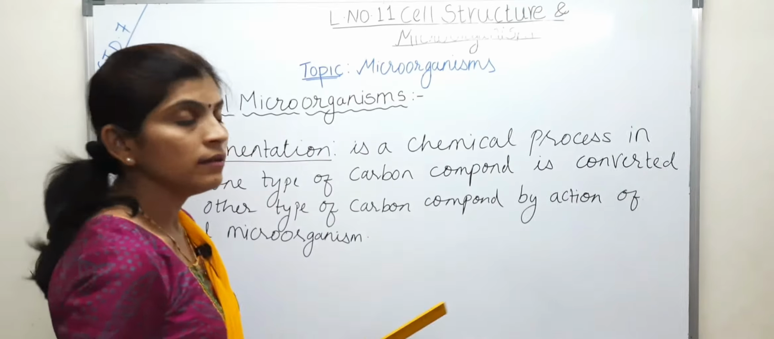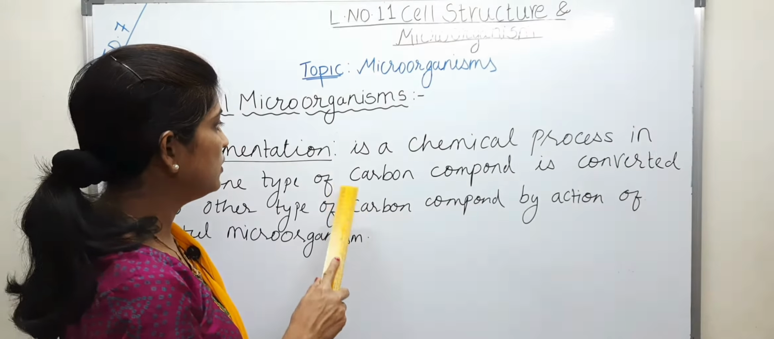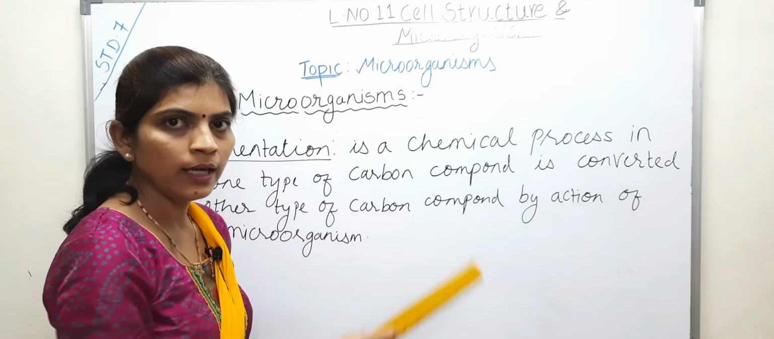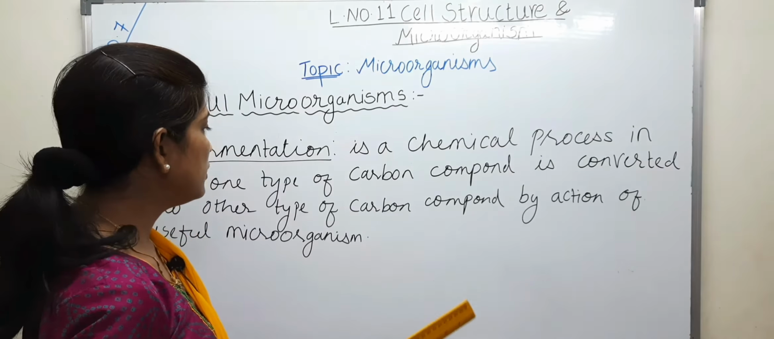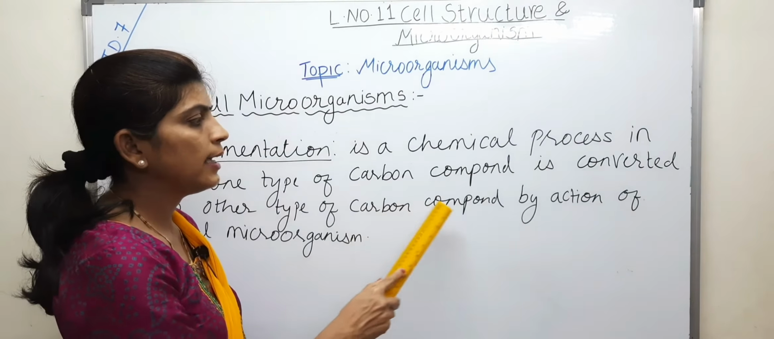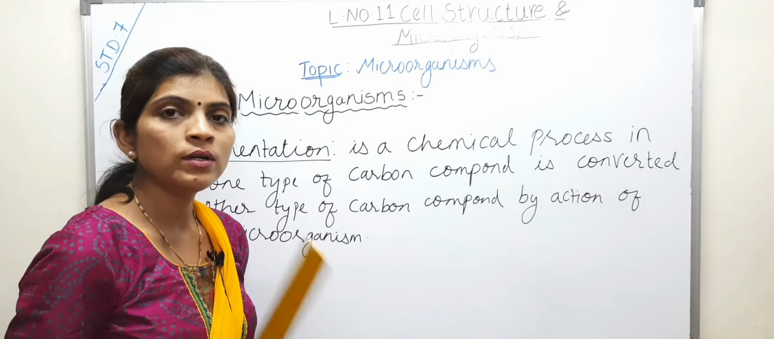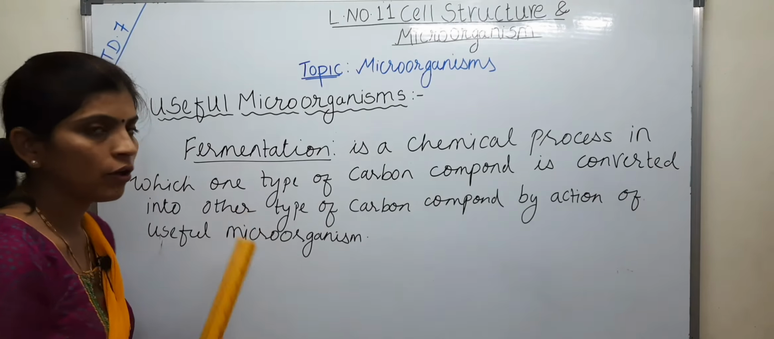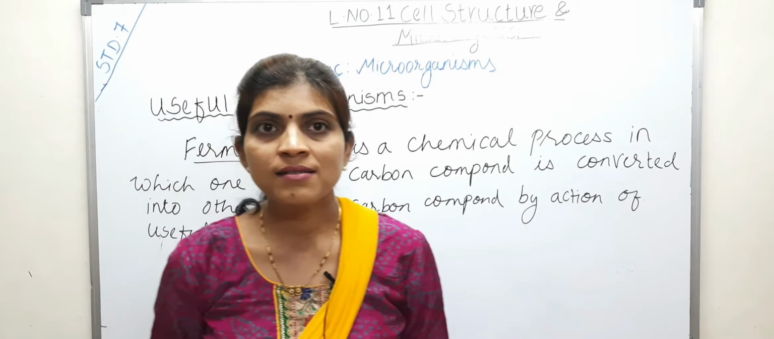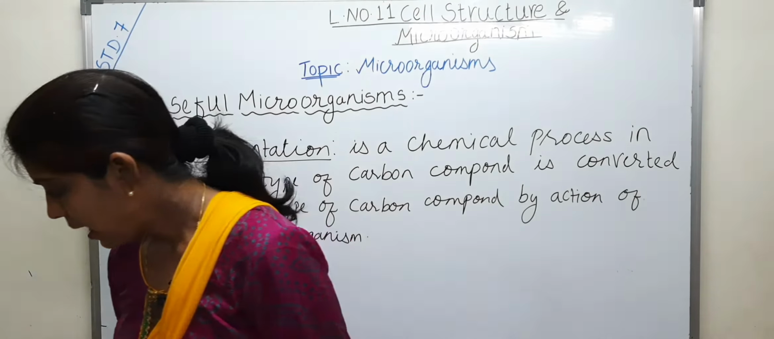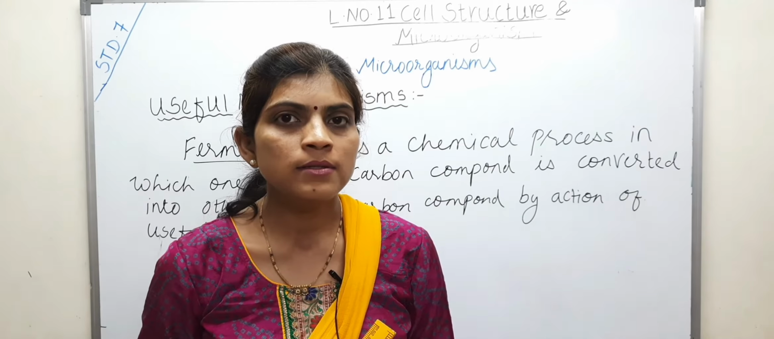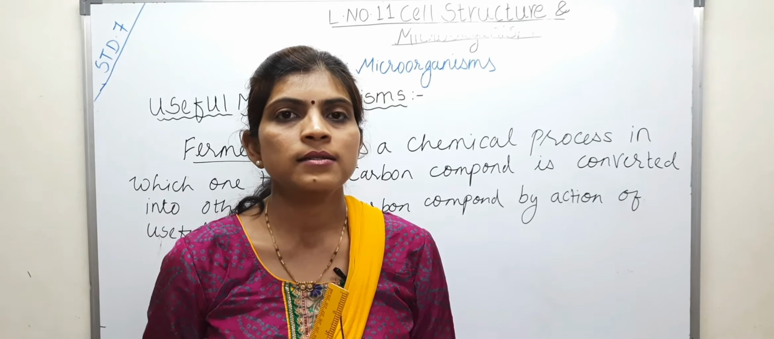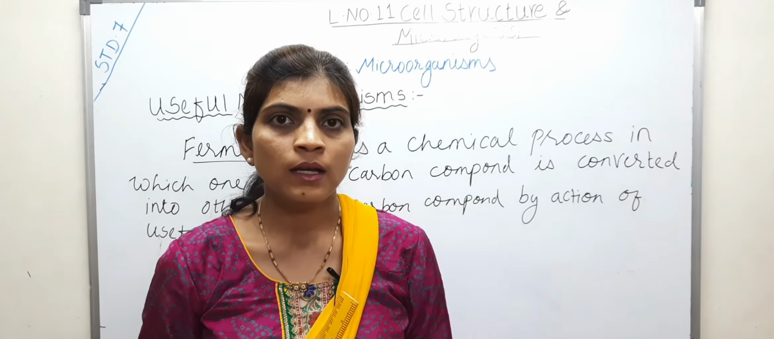Now let's see how. While milk is converted into yogurt, milk is one type of carbon compound, okay, and it is converted into yogurt, which is other type of carbon compound. Who is converting it into yogurt? Useful microorganisms. So this is fermentation process. And during fermentation, what happens? Heat is evolved and carbon dioxide is also evolved.